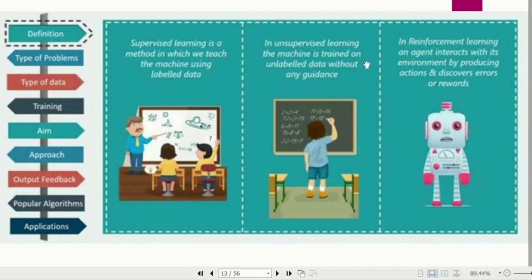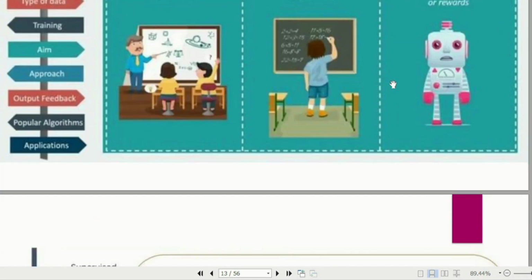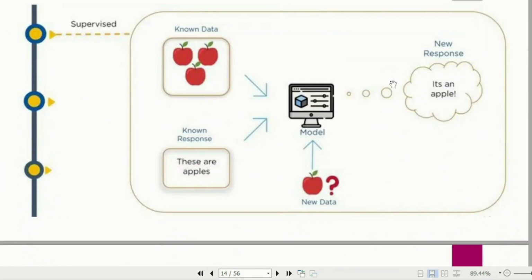Moving forward to the types of problems of all of these. Number one is supervised learning. By this diagram, you are able to see that known data is given to the machine, and known input is given to the machine. Here the inputs are apples, and these are apples, and they are given to the machine, and the output is also known to the machine in supervised learning. So output is already given, input is already given.